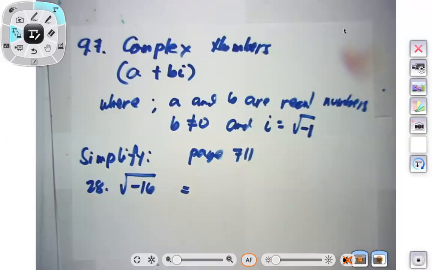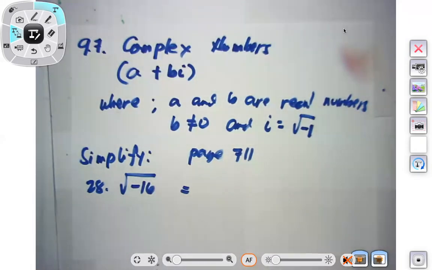And so let's consider here complex numbers in the form a plus bi, where i is the square root of -1. There's no real root for the square root of -1, so we can write it as i, and a and b are real numbers. Take note that b cannot be 0, because if b is 0, then it's not a complex number anymore, but it's a real number.